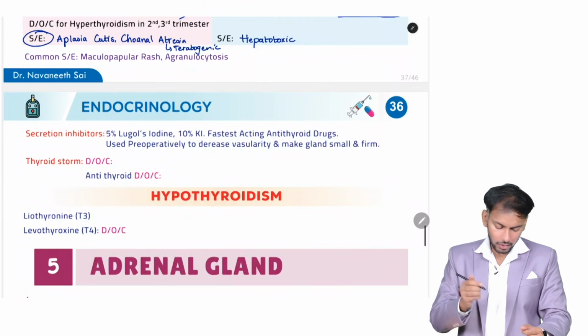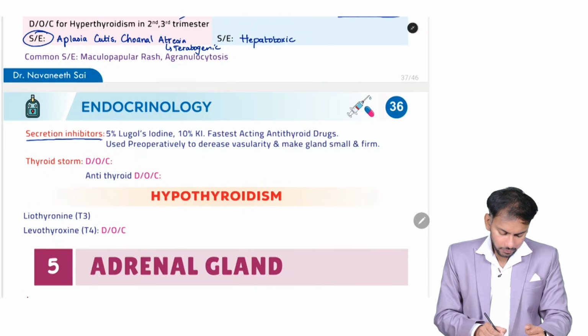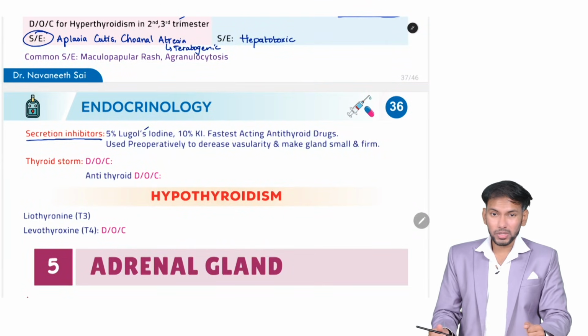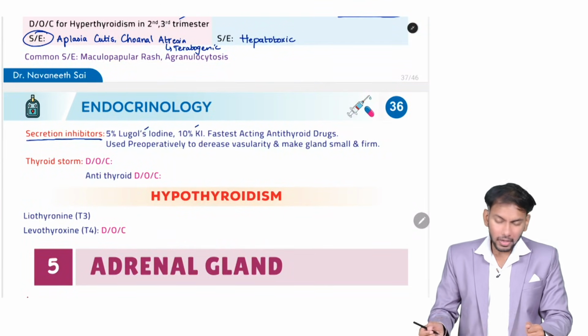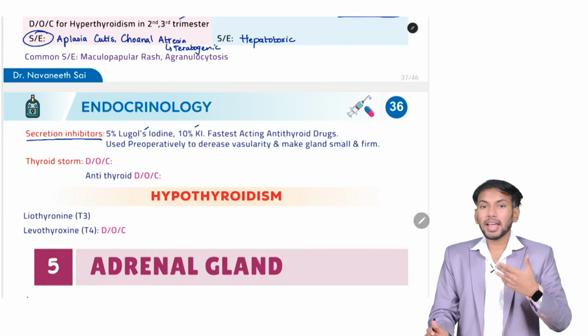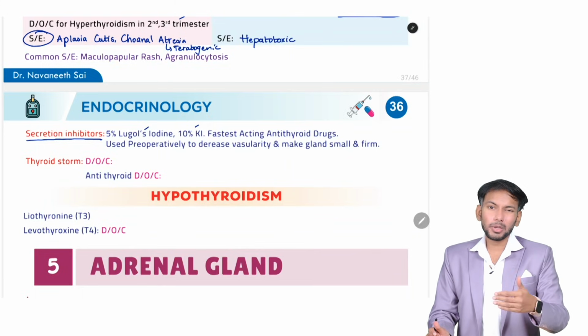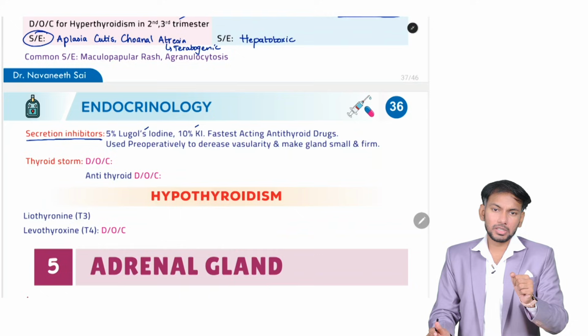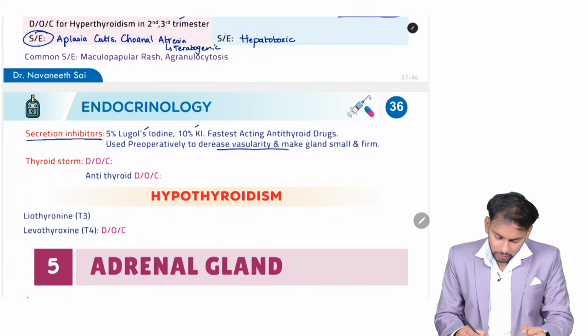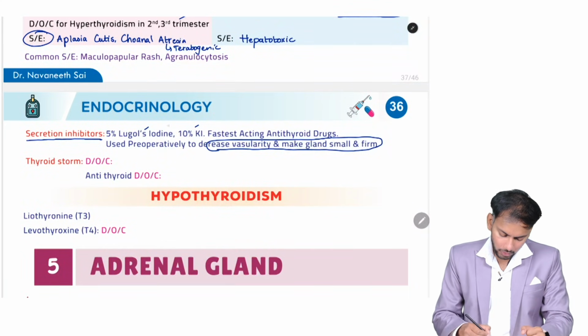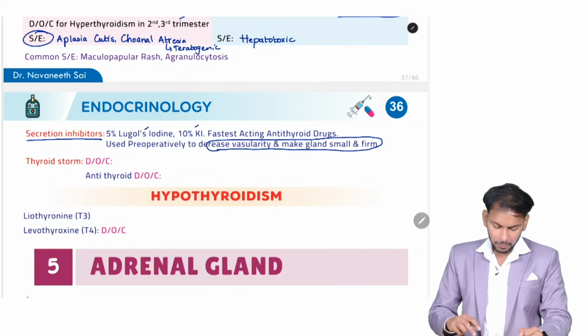Now, next drugs are secretion inhibitors. These are 5% Lugol's iodine and 10% potassium iodide. These are fast-acting antithyroid drugs. They can be used before surgery to decrease the vascularity and the size of the gland. This is about Lugol's iodine and potassium iodide.